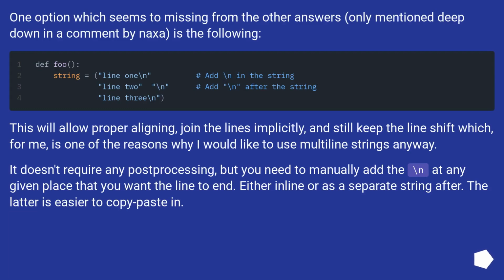One option which seems to be missing from the other answers, only mentioned deep down in a comment by Naxa, is the following. This will allow proper aligning, join the lines implicitly, and still keep the line shift, which, for me, is one of the reasons why I would like to use multi-line strings anyway.